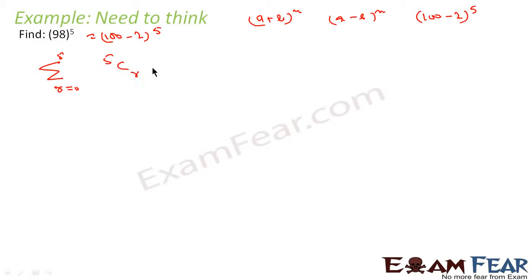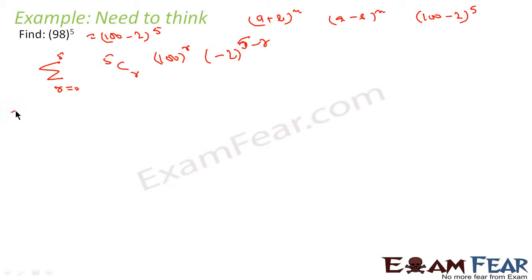5Cr, we'll take 100 to the power r into minus 2 to the power 5 minus r. So this is the formula we get for nCr expansion. Correct? So now let's solve this.